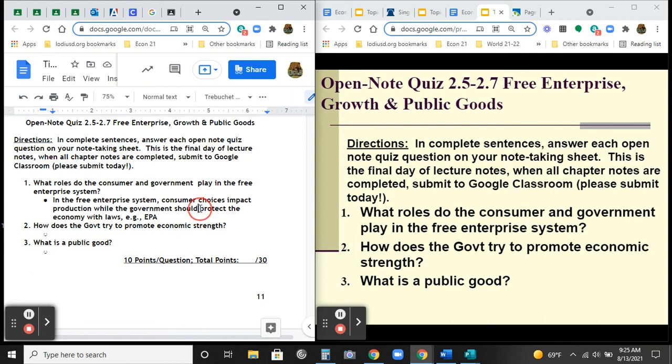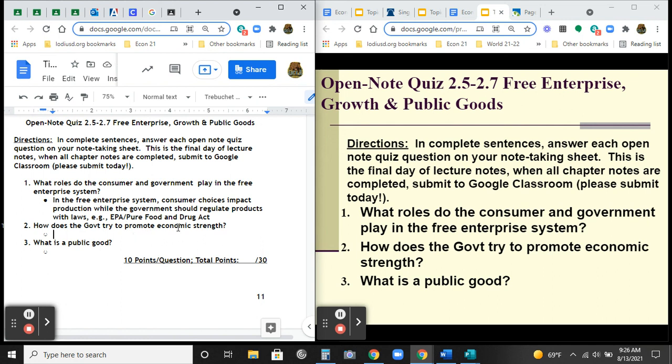So basically, I think they're saying the government should regulate products with laws. Talking about regulation here. The EPA could be your Food and Drug Act, whatever. We want to be able to trust that what we're getting is healthy. How does government try to promote economic strength?